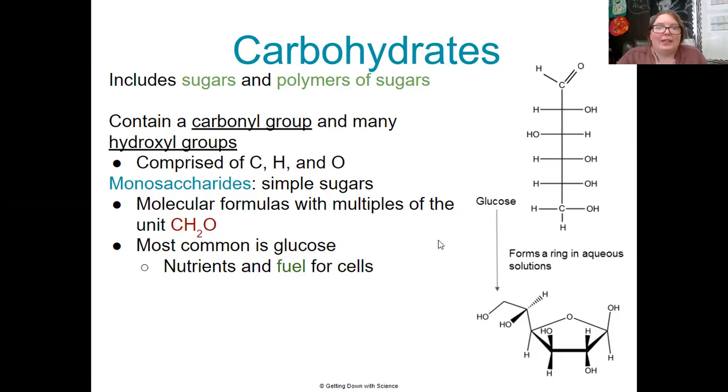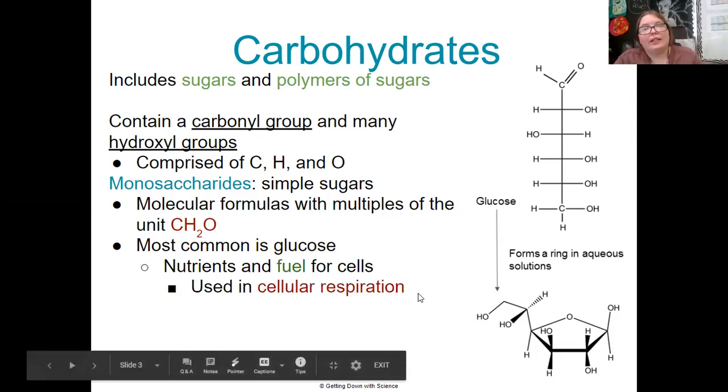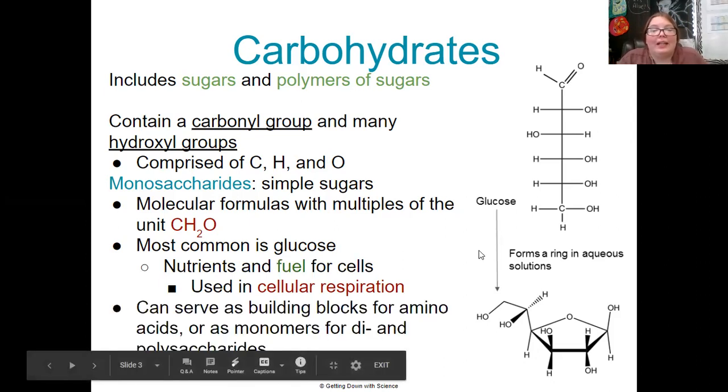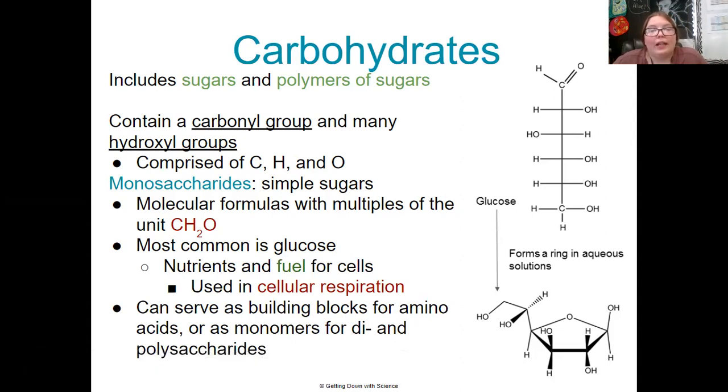So nutrients and fuel for cells. So it's used in cellular respiration. Guys, don't worry too much about this right now. We're going to get to cellular energetics. That is a problem for another day. But it's coming. So cellular respiration, and carbohydrates can serve as building blocks for amino acids or as monomers for di- and polysaccharides. Di, how many is that? Dice are how many? There's 2, right? So a disaccharide is not quite a polymer because there's only 2 of them. So anyway, let's keep going.